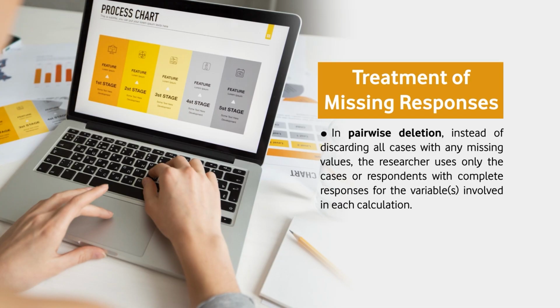So typically in pairwise deletion, instead of discarding all the cases with any missing values, the researcher uses only the cases or respondents with complete responses for the variables involved in each calculation. As a result, different calculations in an analysis may be based on different sample sizes. This procedure may be appropriate when the sample size is large, there are few missing responses, and the variables are not highly related.